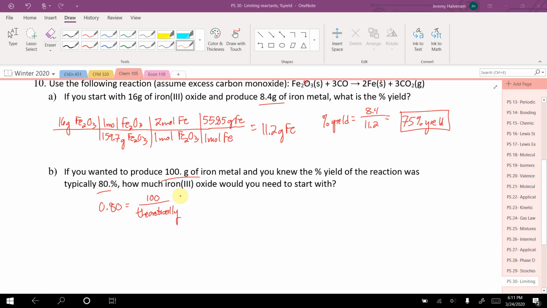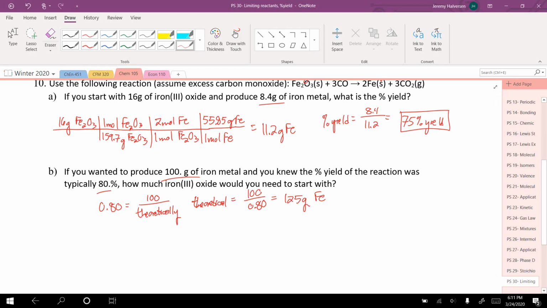Well, if I do this math, rearrange it, I get that the theoretical is going to be 100 divided by 0.80, and that's 125 grams of iron. In other words, if I want to walk away with 100 grams, I need to shoot to make 125 grams because I know that I'm only going to get 80% yield. So I'm going to get less than 125. I'm going to shoot for 125 to get 100.